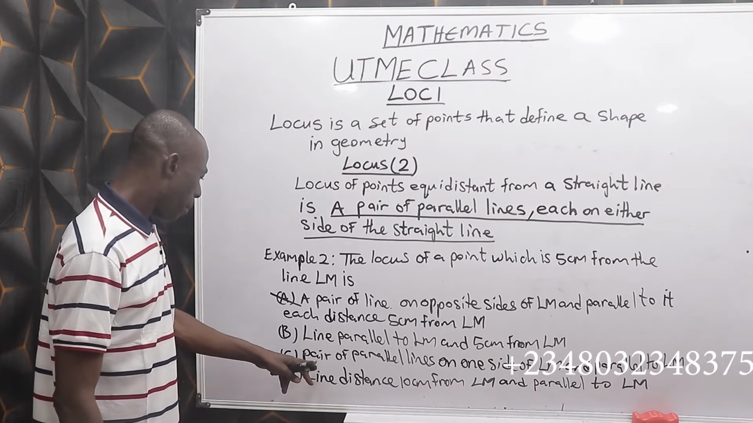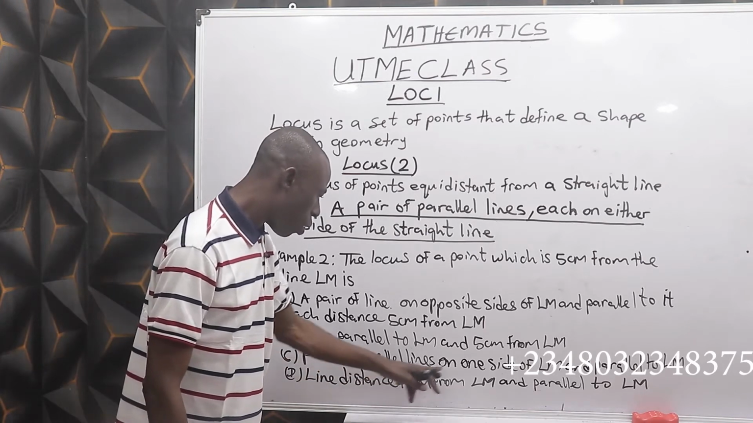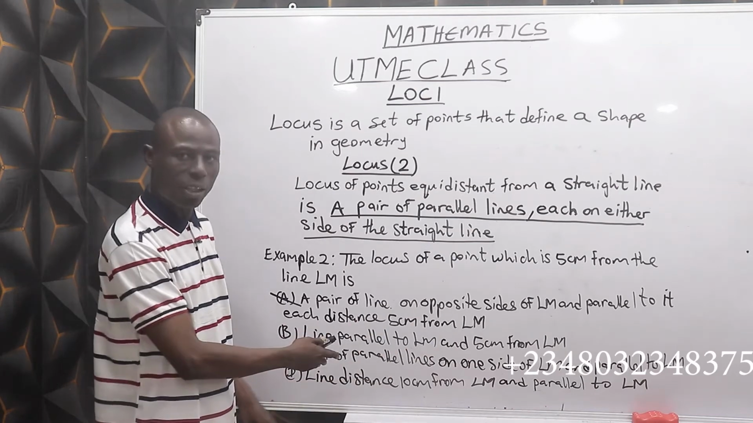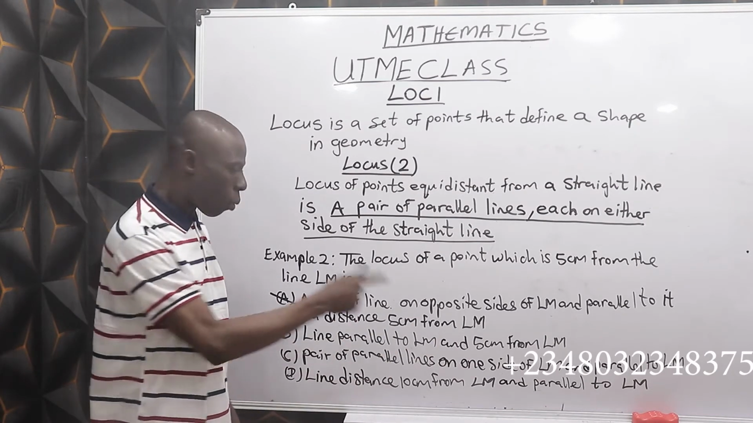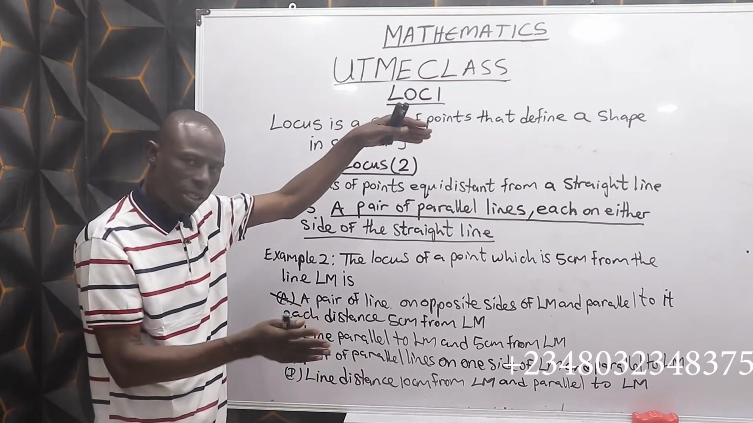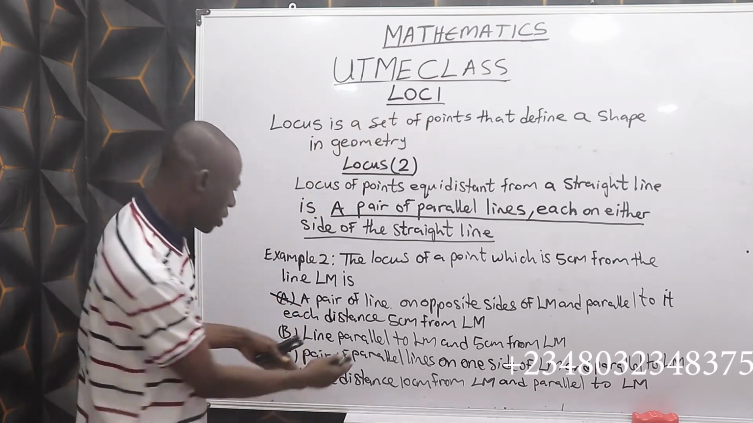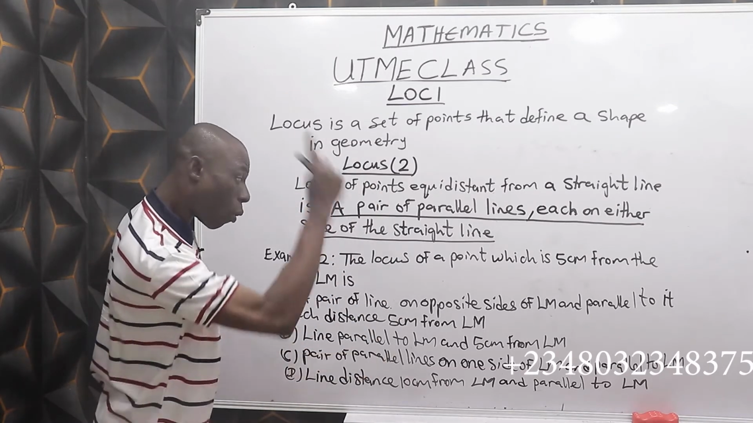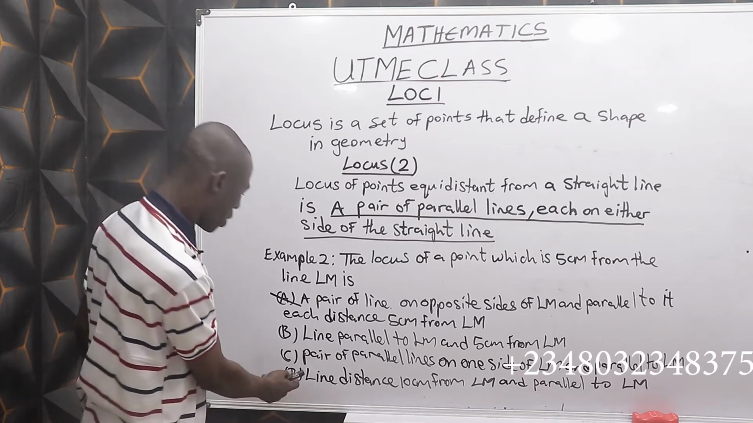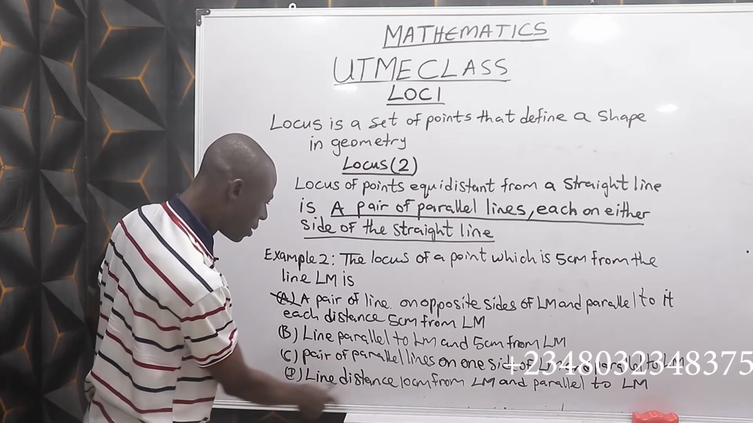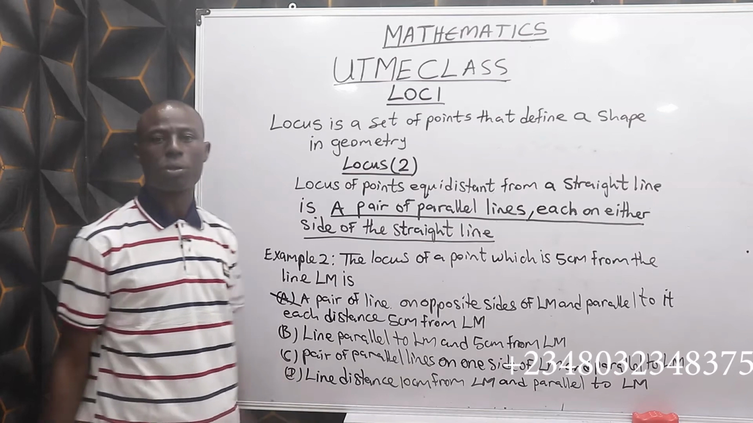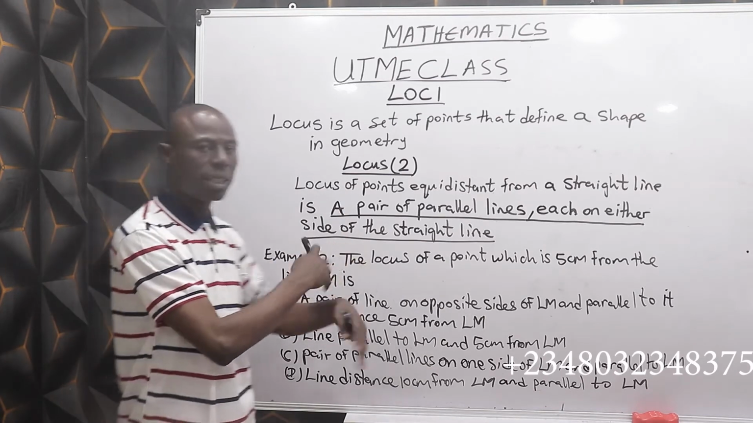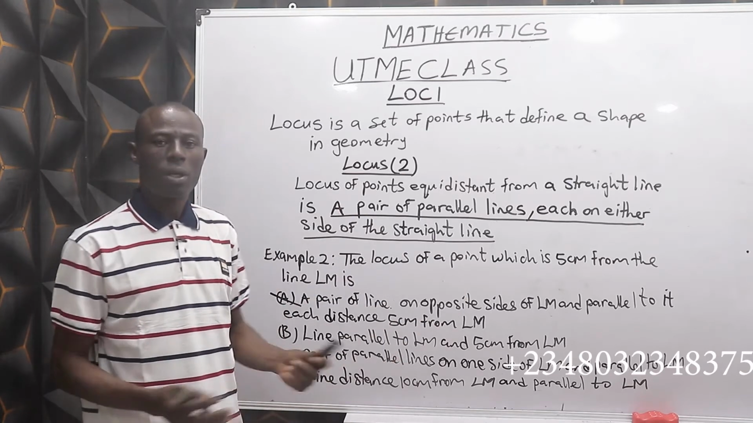Pair of parallel lines on one side of LM makes that also to be wrong. It should be on either side. One on this side, the other on the other side. But this says on one side. Pair of parallel lines on one side. That's wrong. So option D, a line distance 10 centimeters. That is far from the truth. So our correct option is option A. All you need is just to master all these and you get them easily.